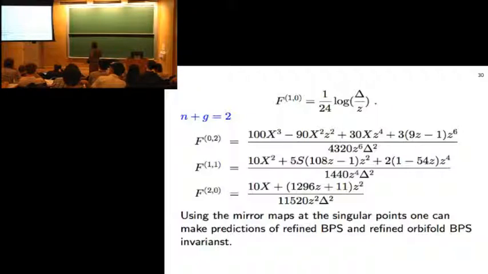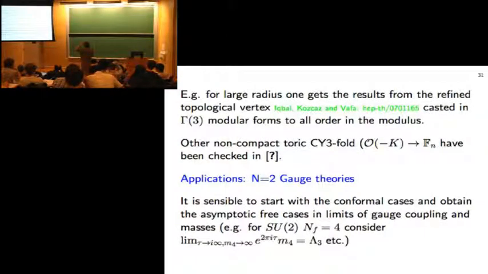And now if you use the mirror map at singular points, which can be different, so to say at the conifold, at the orbifold point or at infinity, then you can make predictions of what are, for instance, the refined BPS invariants at infinity, and what are the refined orbifold BPS invariants. And for instance, for large radius, if you take this mirror map, then you find this result from the topological vertex, which was first obtained by Iqbal, Kozcaz, and Vafa, cast now in terms of Gamma 3 modular forms, so all order in the modulus. And as I said, at least for the Riemann surface case, this gap condition is sufficient. You can, in principle, calculate it to all orders.